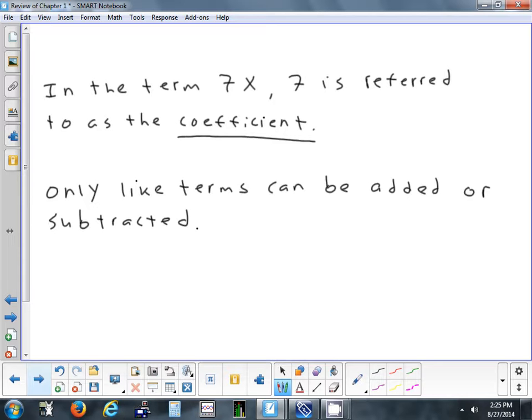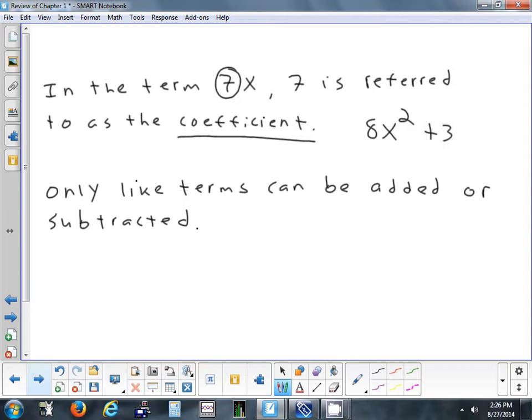Okay? Another important thing is this number. Mr. Roy mentioned that a little bit, the number in front of a letter. That's called a coefficient. What would be the coefficient in 8x squared? Yep? 8. Okay? The coefficient is the number in front of the variable.